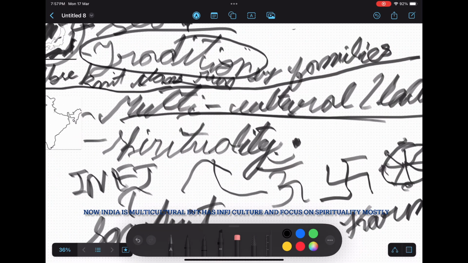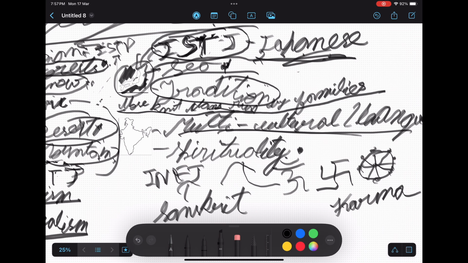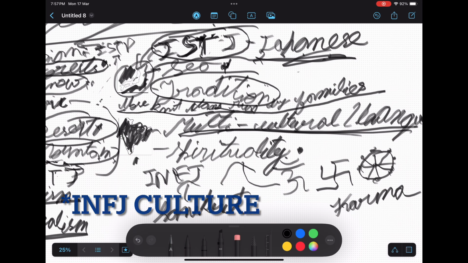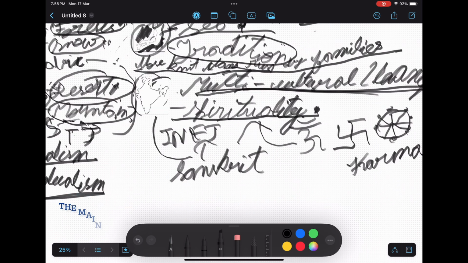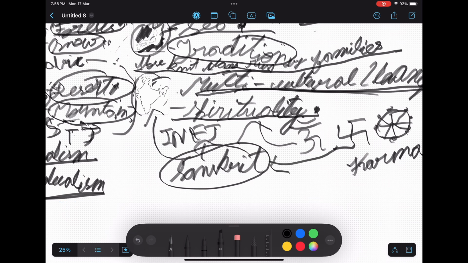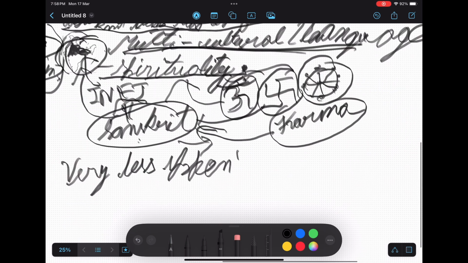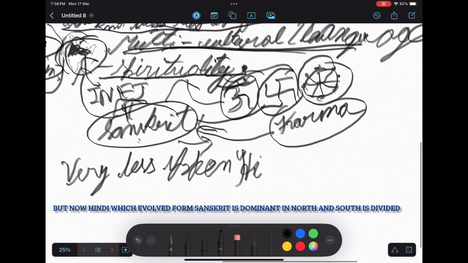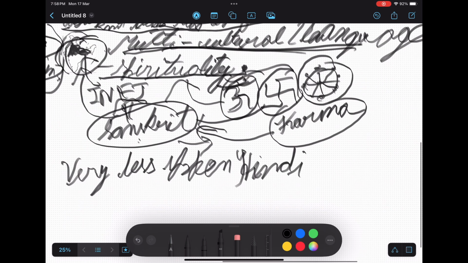Now India is multicultural but is mostly INFJ and focuses on spirituality. INFJ culture. The main ancient languages were Sanskrit in north and Tamil in south. But now Hindi, which evolved from Sanskrit, is dominant in north and the south is divided.